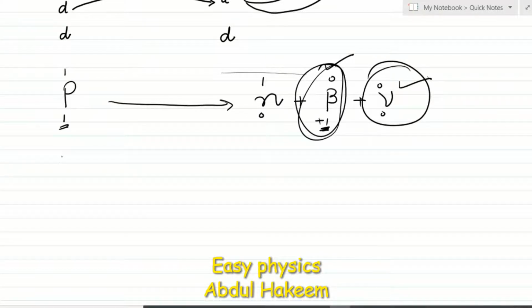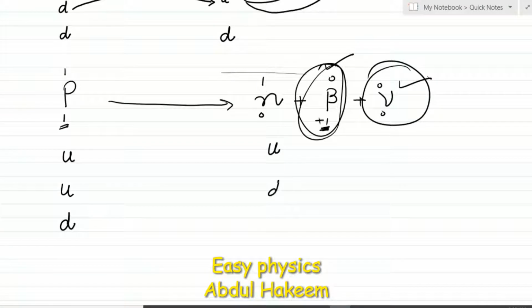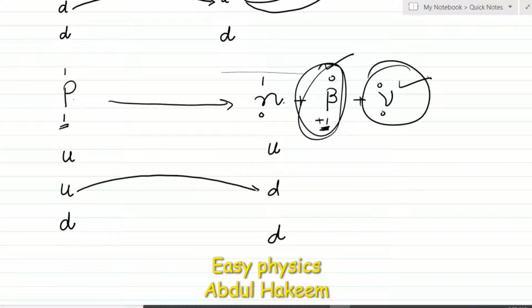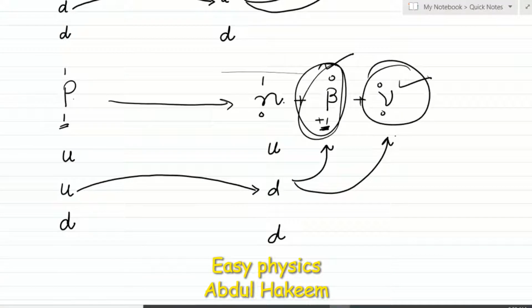Now look at the composition. Proton has 2 up, 1 down quark. Neutron, 1 up and 2 down quarks. Now when proton is converted into neutron, 1 up quark is converted into down along with the emission of the positron and neutrino. So these two reactions are very, very important for the atom.